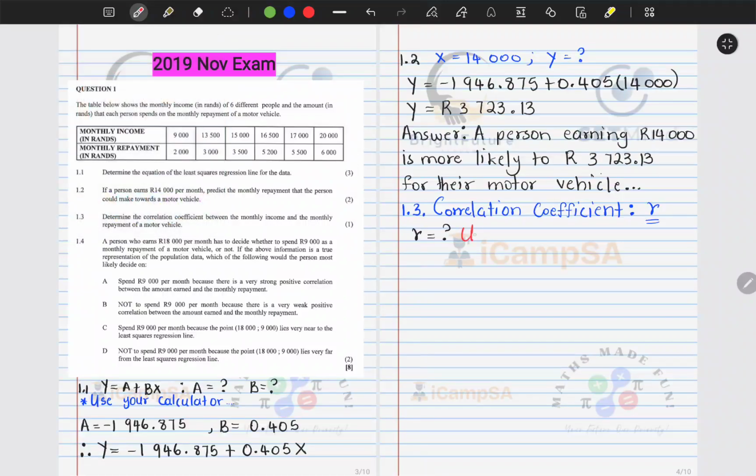And as always, for this section, guys, all you need to do is go and use your calculator. Okay, so our calculator is all we need. So let's go to it.